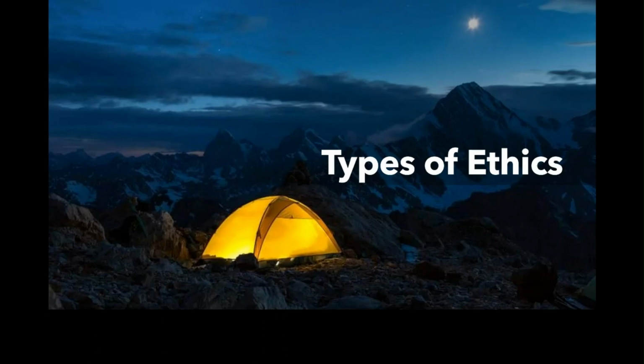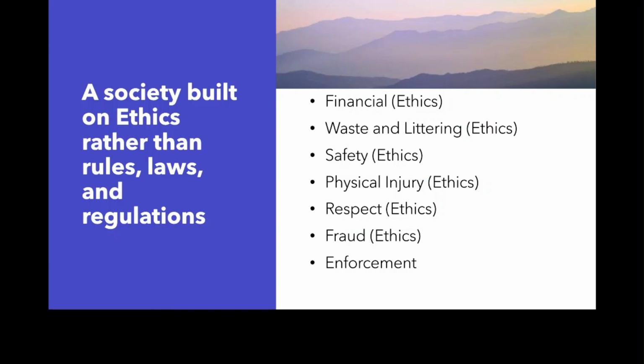Types of ethics. Well, a society built on ethics rather than rules, laws, and regulations. Is it possible? Well, we'll look into financial ethics, waste and littering ethics, safety ethics, physical injury ethics, respect ethics, fraud ethics, and enforcement. We'll look into what these ethics are and how they're different from rules, laws, and regulations.